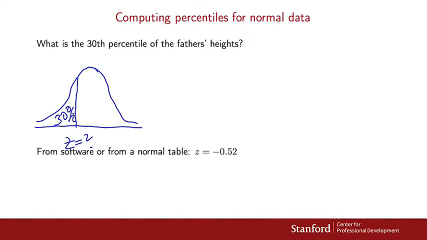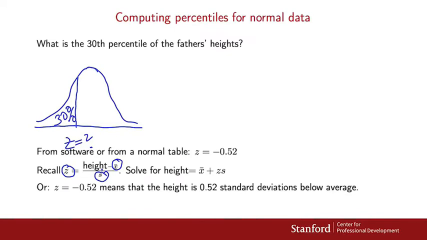Now we have to figure out how to go from that z-value to the 30th percentile of the heights. That means simply doing the standardization backwards. Remember that the z-value is height minus mean divided by standard deviation. Now we know what z is, and we already know what the mean and the standard deviation is, so we can simply solve for height. All we have to do is plug in the numbers.